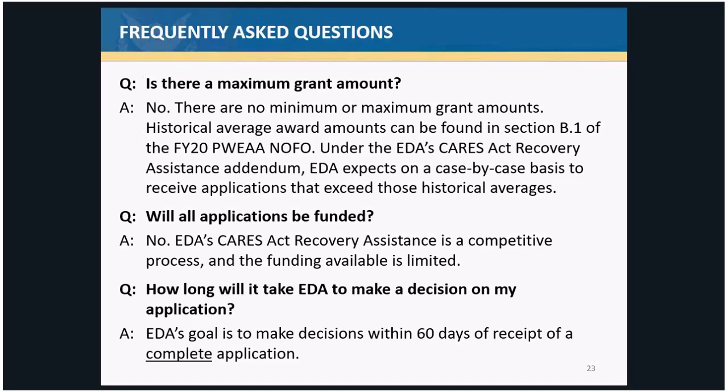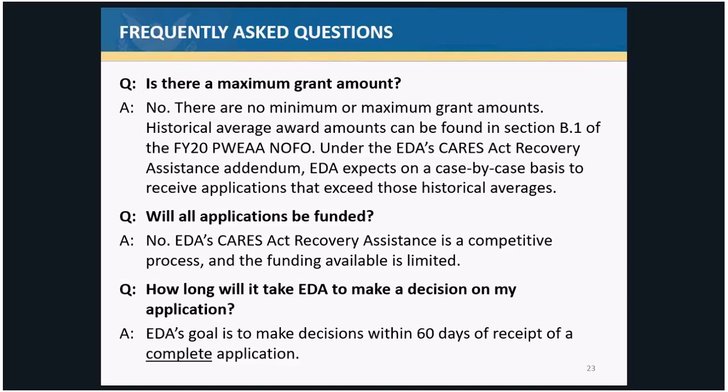Is there a maximum grant amount? No, there are no minimum or maximum grant amounts. Historical average award amounts can be found in Section B1 of the fiscal year 2020 Public Works and Economic Adjustment Assistance Notice of Funding Opportunity. Under the EDA's CARES Act Recovery Assistance Addendum to that NOFO, EDA expects on a case-by-case basis to receive applications that exceed those historical averages.